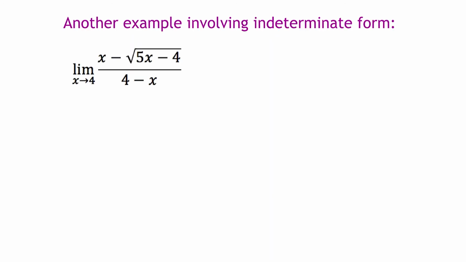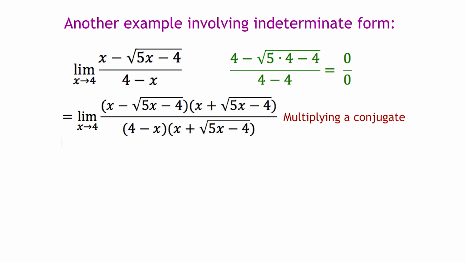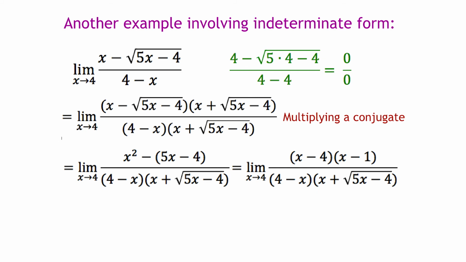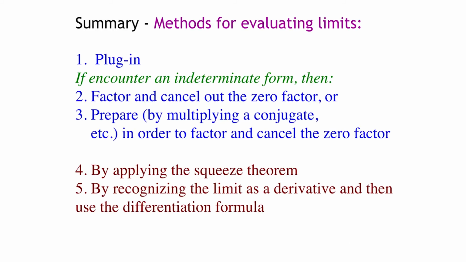Here's another example where plug-in doesn't work, because after we plug in x equals 4, we realize we have a 0 over 0 indeterminate form. But we also realize we cannot factor out either the top or the bottom. So what we need to do here is to multiply by a conjugate so that we can go through some algebra and factor out a common factor of x minus 4. By canceling out this common factor, which is also the 0 factor, we can plug in again and get the definite answer.